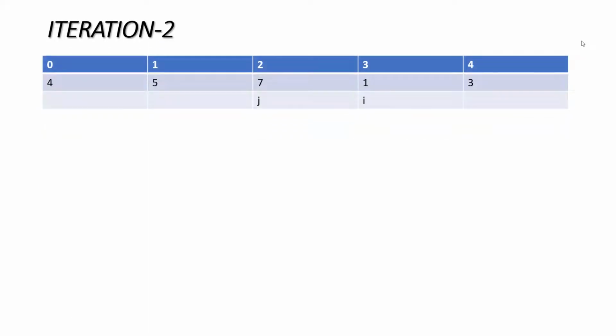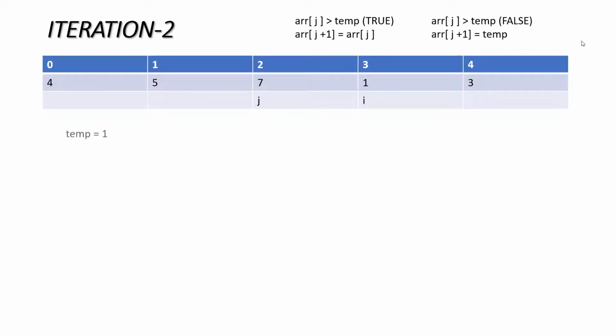In iteration 2, the elements in the indexes 0, 1, 2, 3, 4 are 4, 5, 7, 1 and 3 respectively. Remember that after completion of every iteration, I am incrementing i. In the previous iteration, i was at second index. Now in this iteration, i is at third index. Then I have to copy the element in i index to the temp. That means temp is equal to 1.